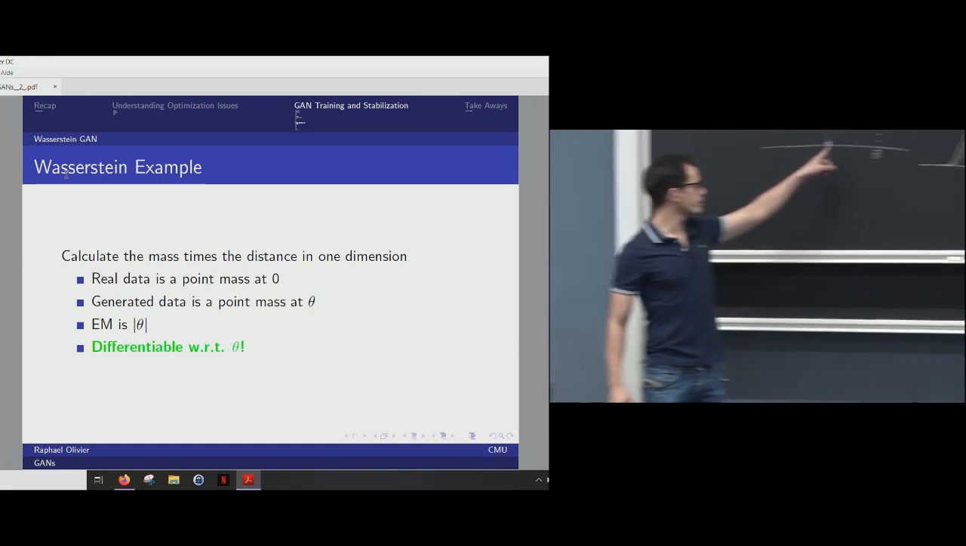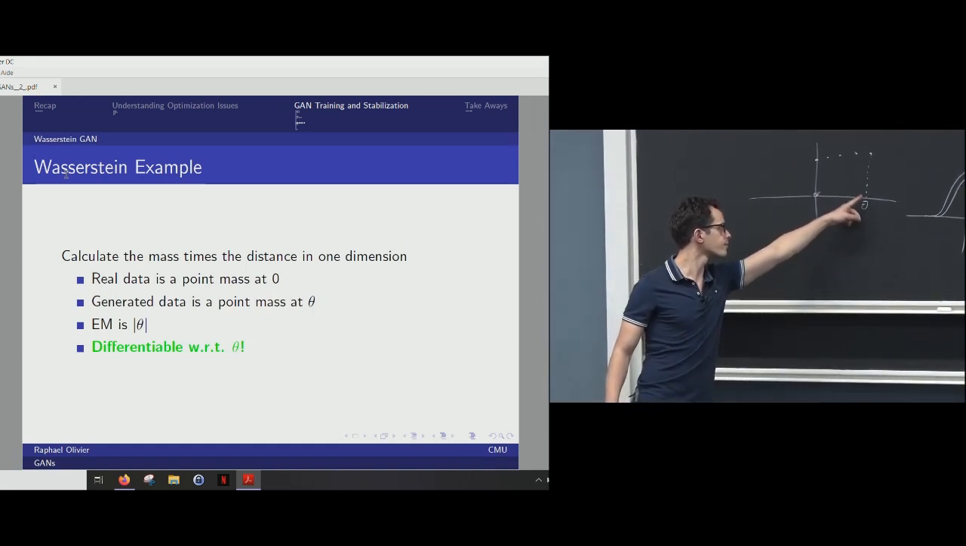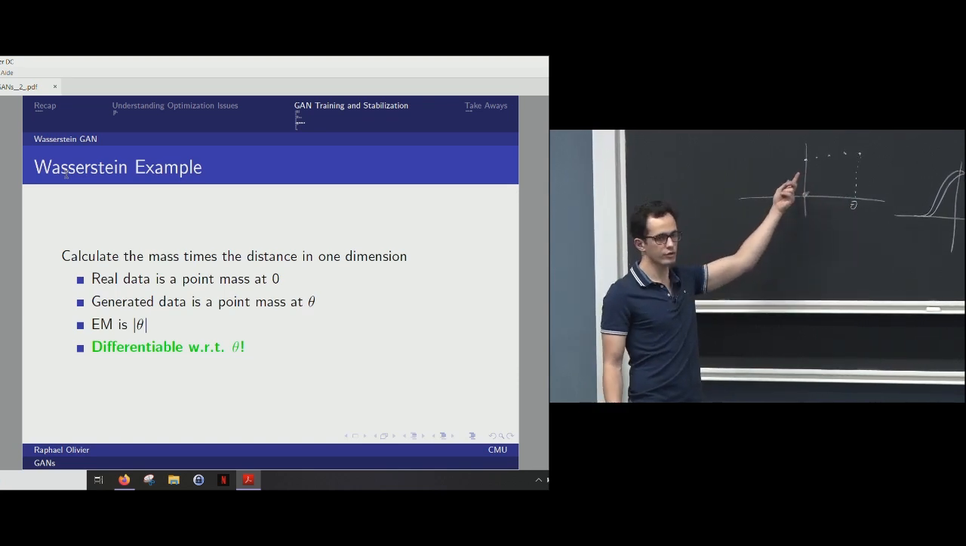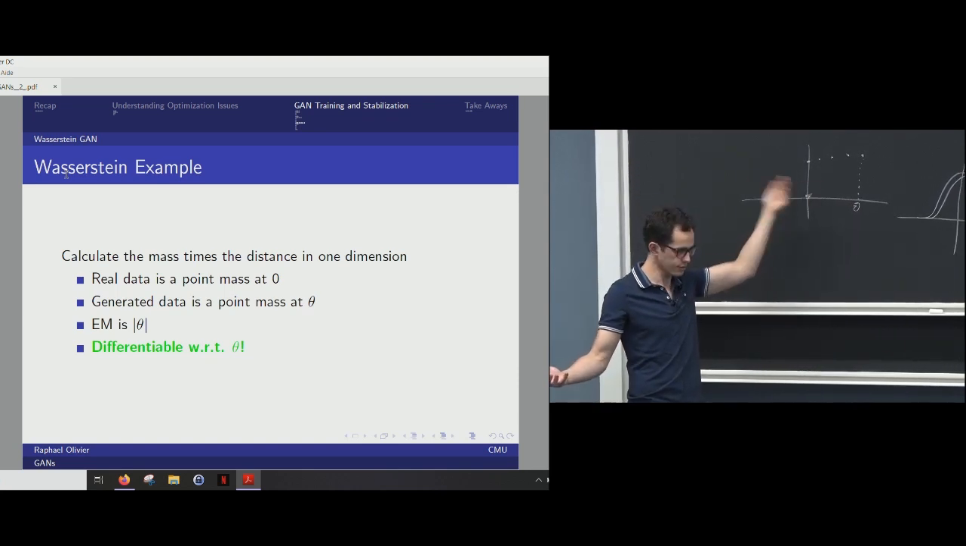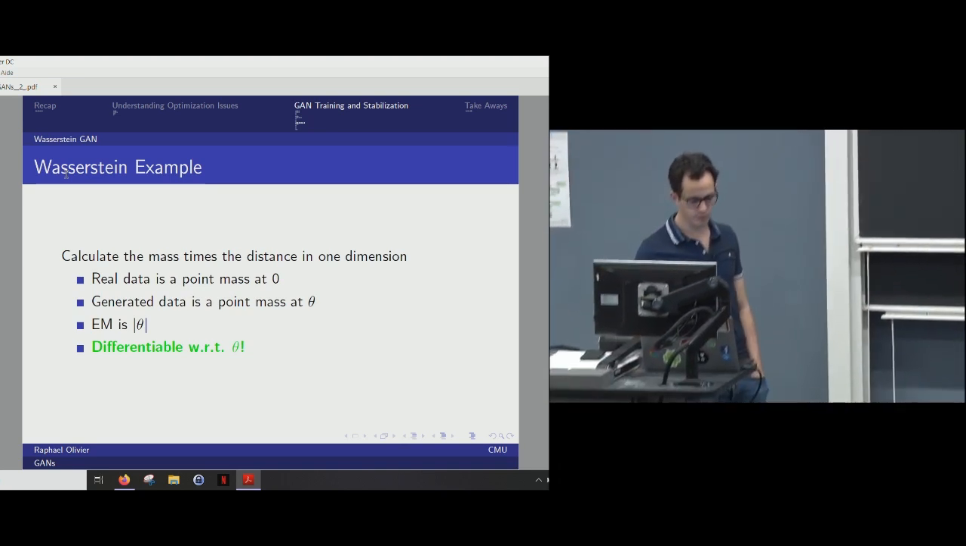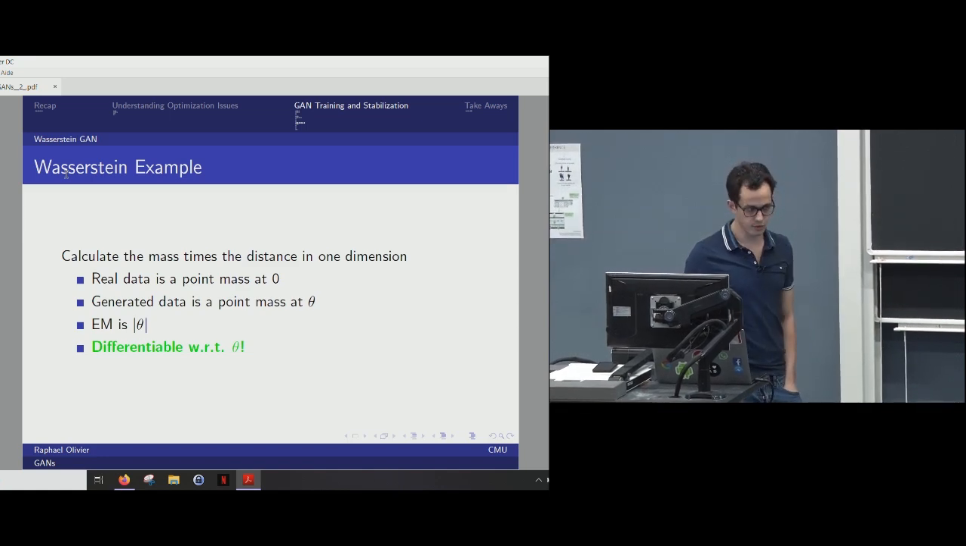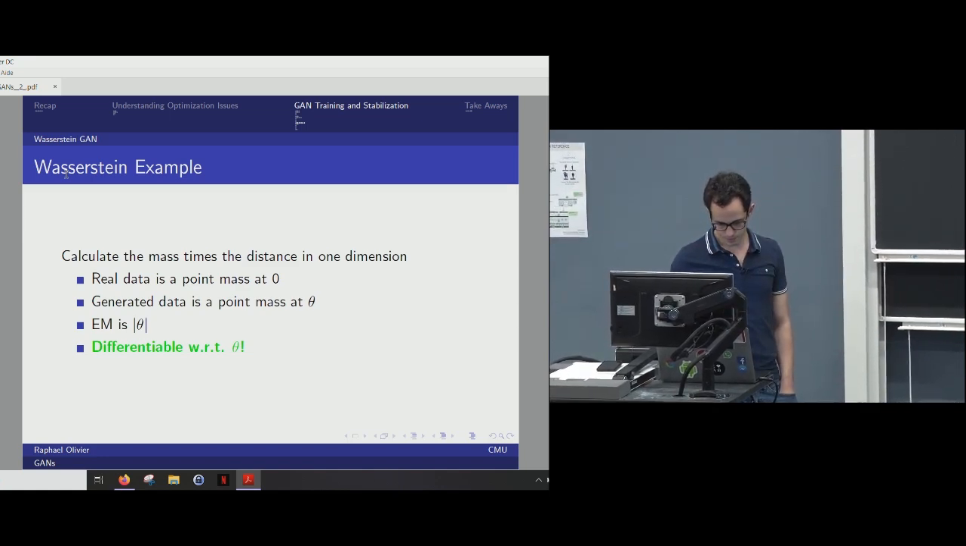You need to move, if you want to go from this to there, you need to move all of the mass from here to here. So there's only one obvious optimal transport plan, and the distance, the Wasserstein distance, is theta. So it is completely differentiable.